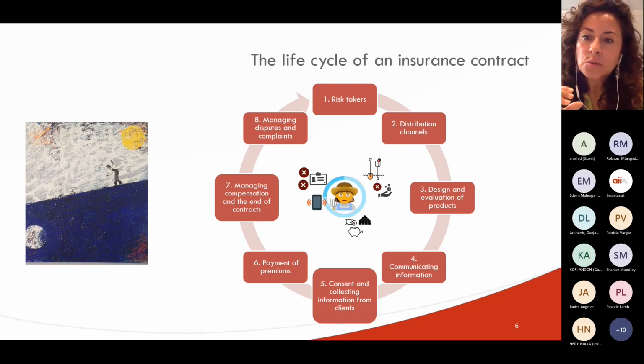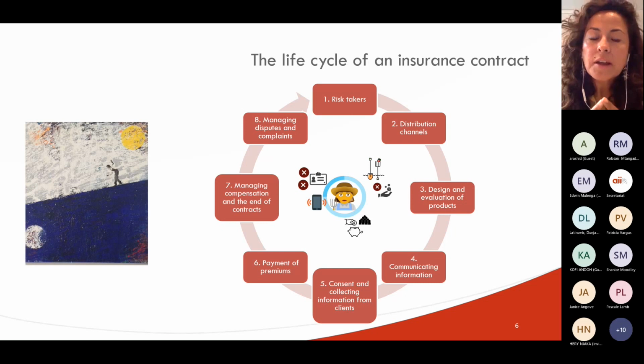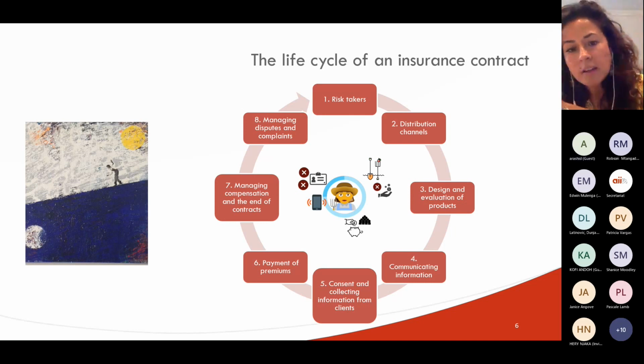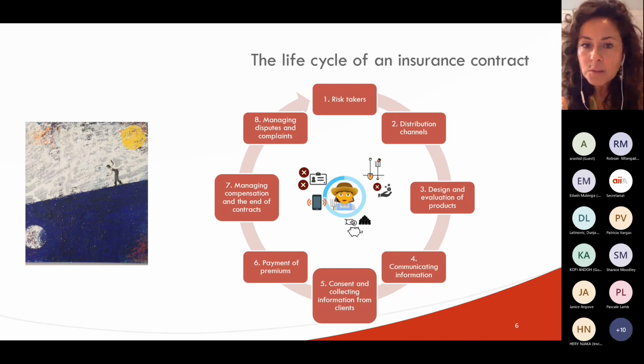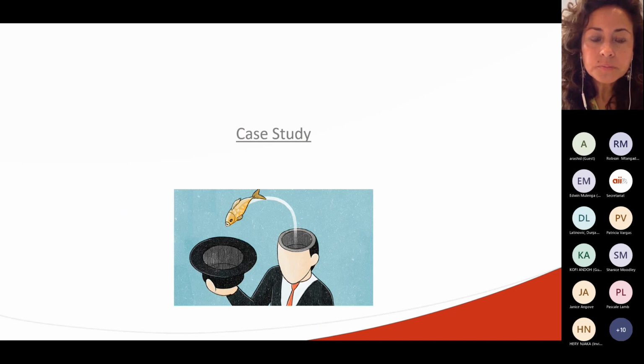we want to make sure that during all this process, the elements where the regulation could create unintended obstacles are removed, but in a proportional manner. So we're going to see how all these elements, from risk carriers, distribution channels, the design of the product, the communication of the information, the disclosure of that information, the provision of consent, the claim settlement, etc., all of these need to be provided in a responsible way, but also in a way that's really aligned with the particularities of the client. In order to do that, I will share with you a case study.